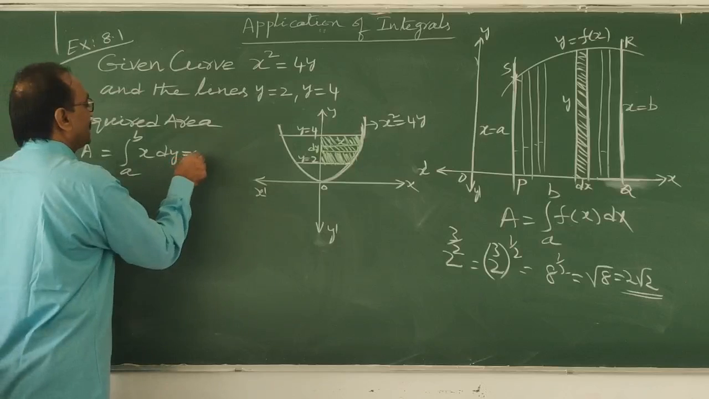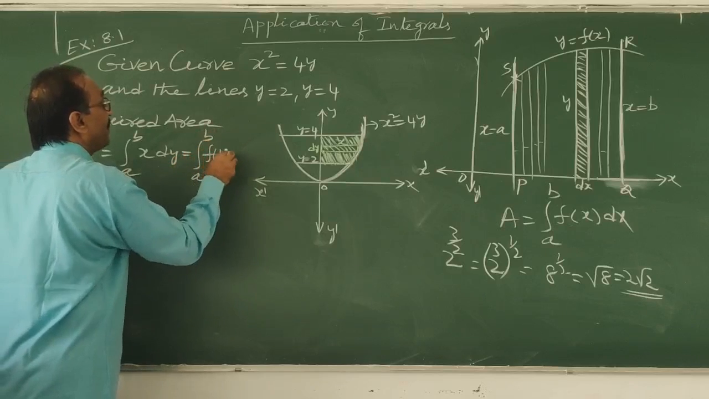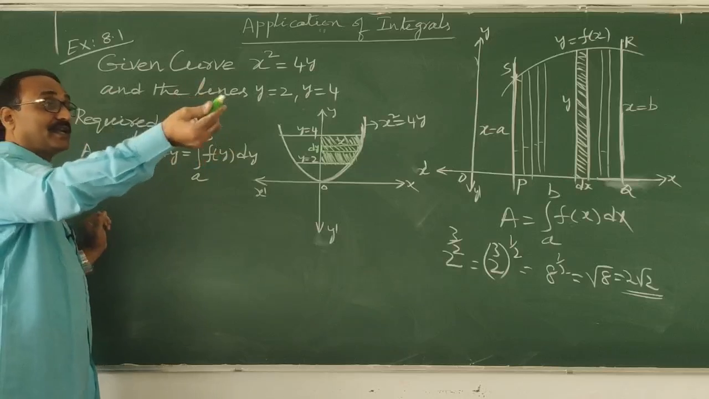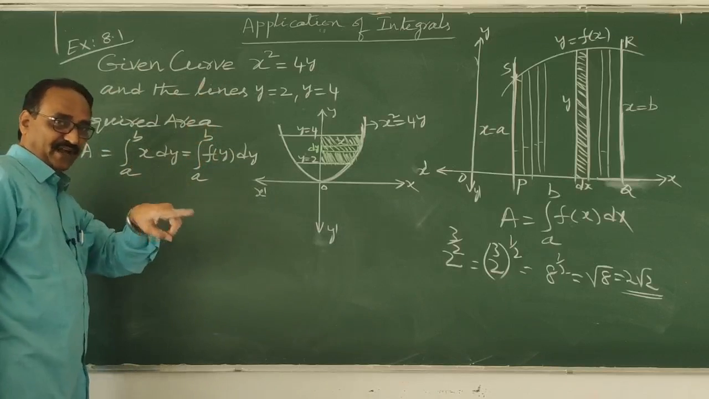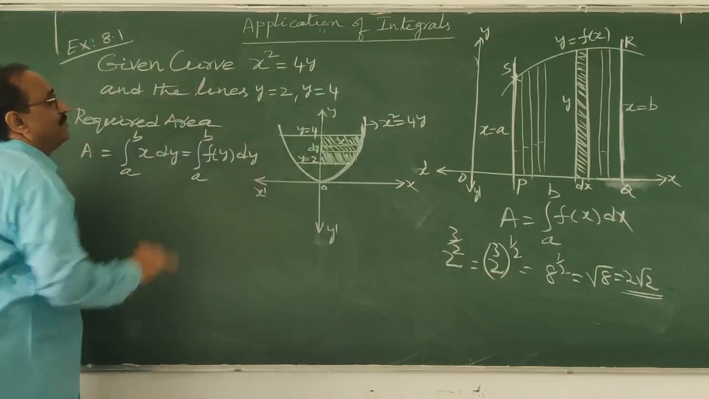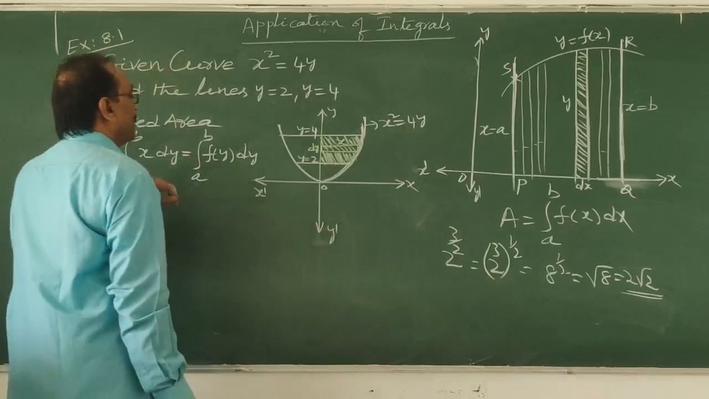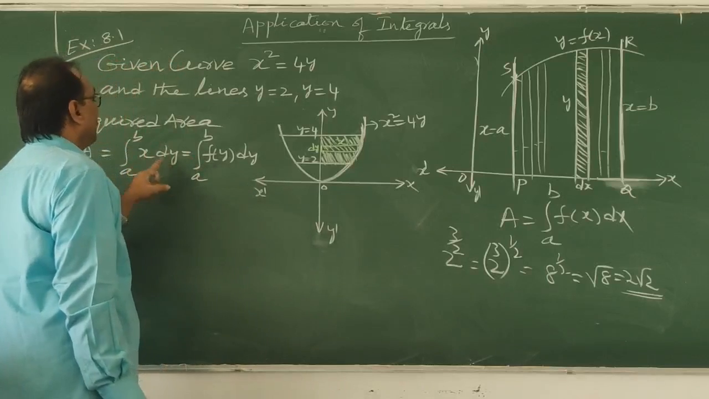So this implies integral a to b f of y dy. What is x here? f of y. What is y there? f of x. Okay, so now you tell me, function in terms of y means f of y dy must be there. x dy must be there here.